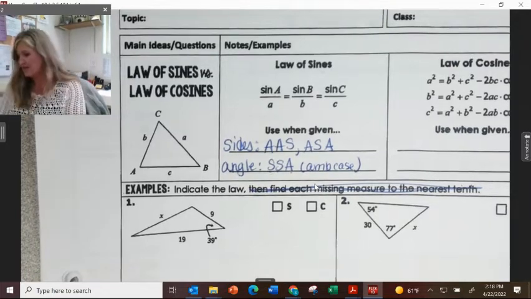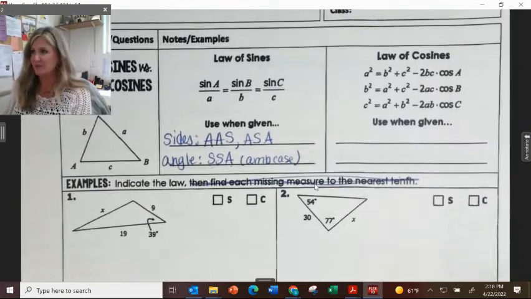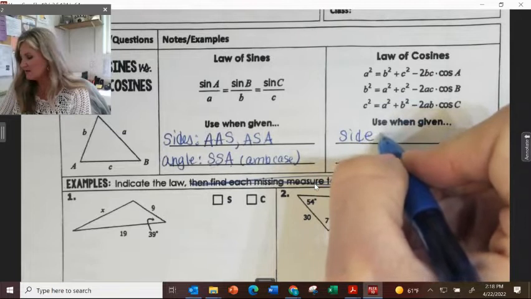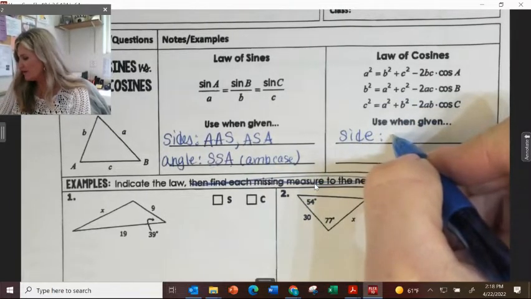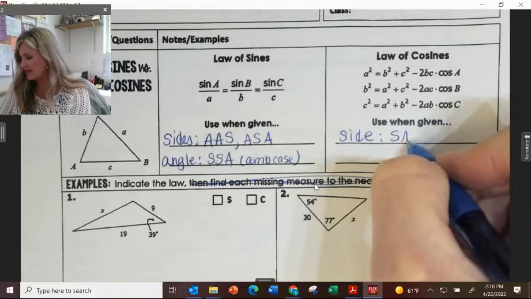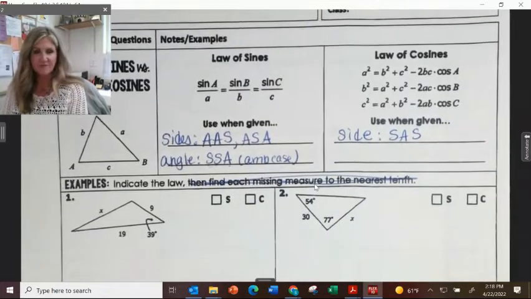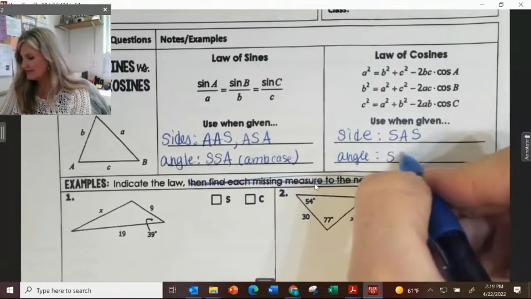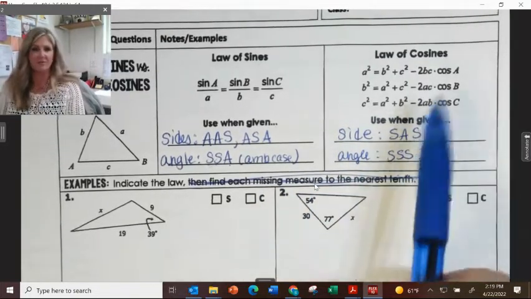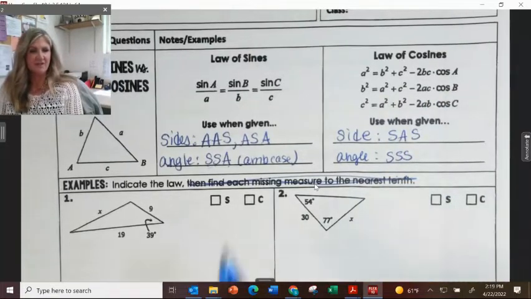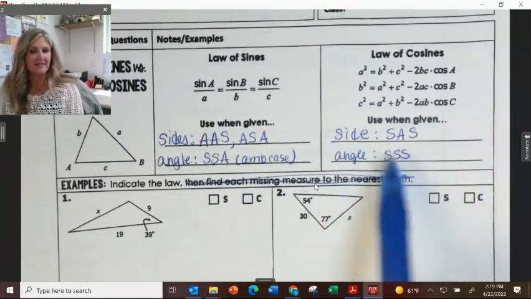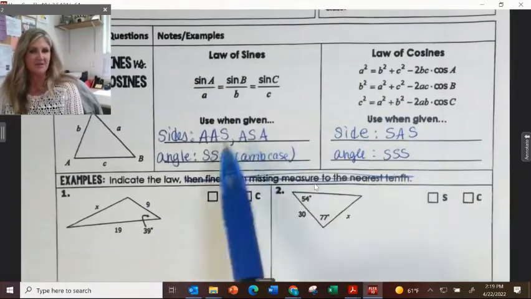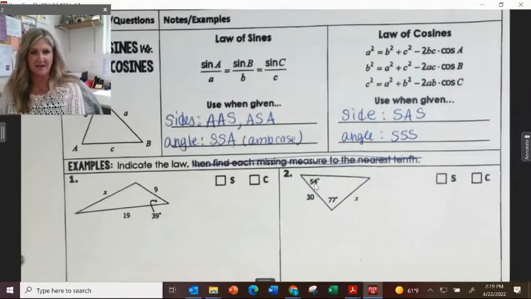For the law of cosines, there are going to be a couple of times when we can use this. If we're trying to find a length of a side, we can use this when we have side, angle, side. If we're trying to find an angle and we've got side, side, side, then this is going to work as well, law of cosines. Now, I don't suggest you memorize these cases because you can just look at it and figure it out. It's not something that you really have to know inside and out.